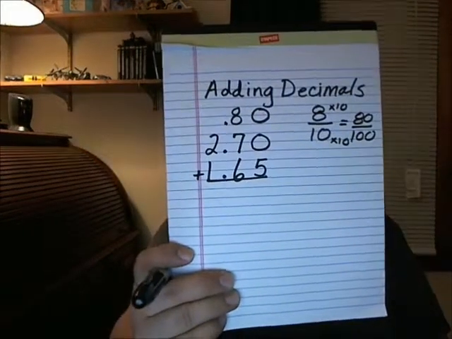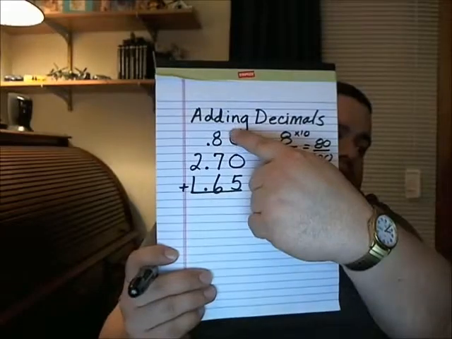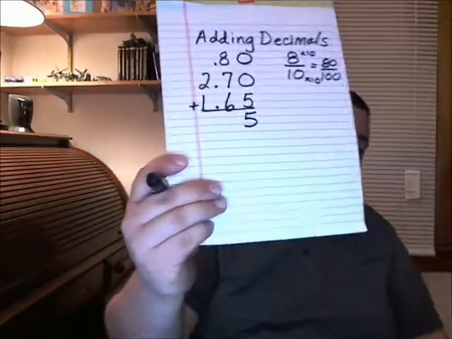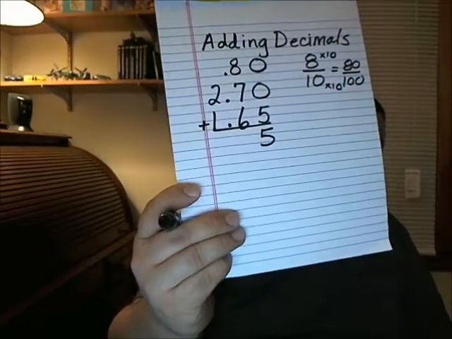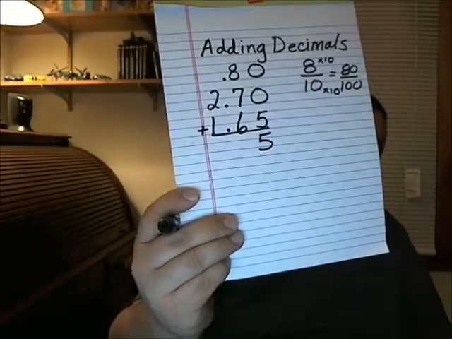Well, after that, the adding is pretty straightforward. I'm going to take 0 plus 0 plus 5, and of course, 0 plus 0 plus 5 is 5. That's 5 hundredths. Then I add 8 plus 7, which is 15, plus 6 is 21. So the kids are going to be getting practice now with some old skills. We're kind of going back to adding and subtracting.